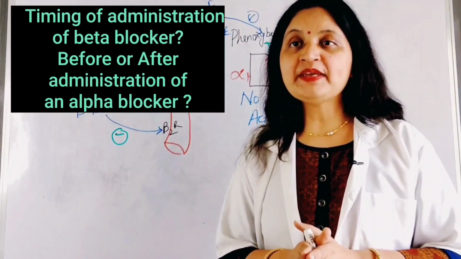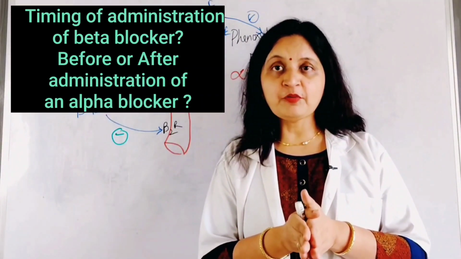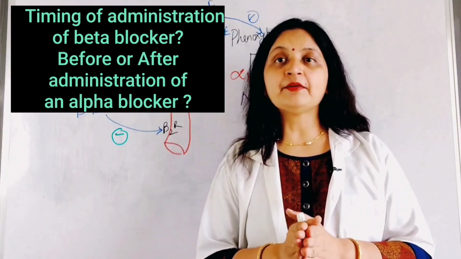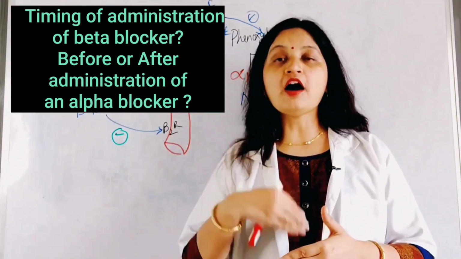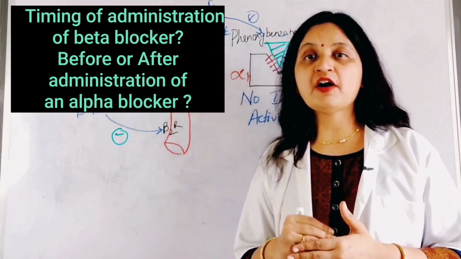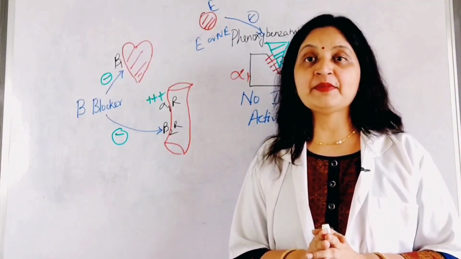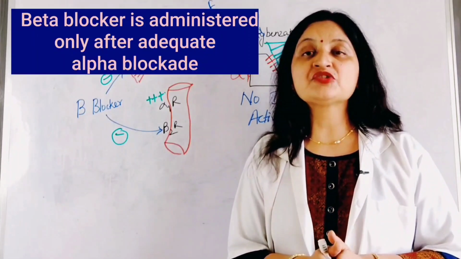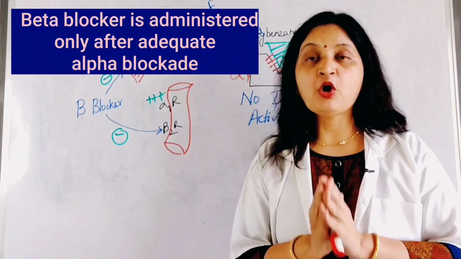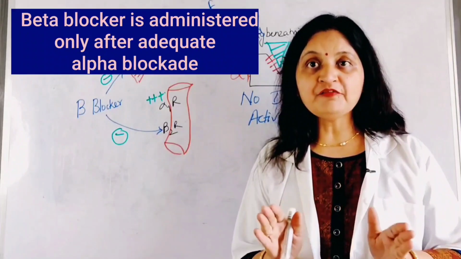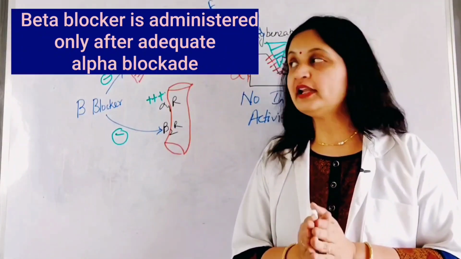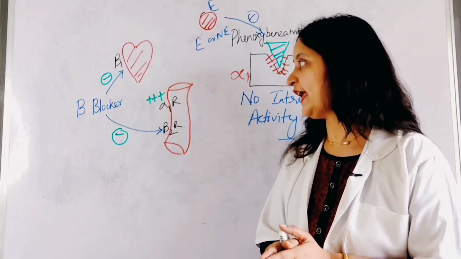Should the beta blocker be administered together with an alpha blocker, or should it be administered before or after the administration of an alpha blocker? So let us see why a beta blocker should be administered only after the administration of an alpha blocker, only after adequate alpha blockade has been achieved. So let's understand this with the help of a diagram.